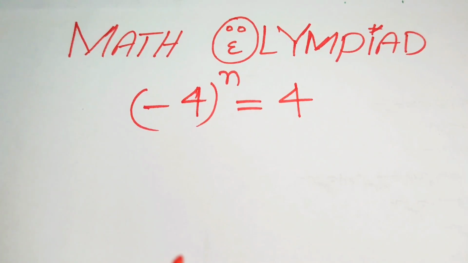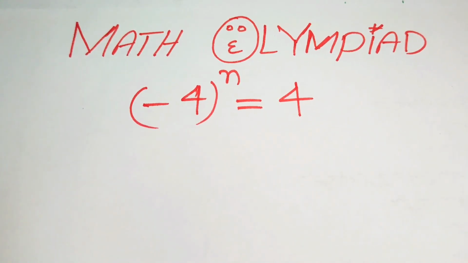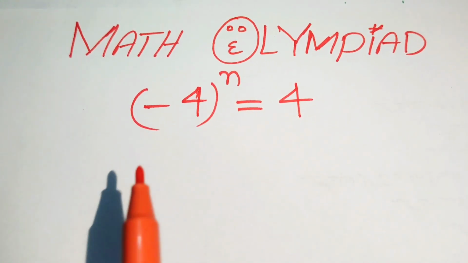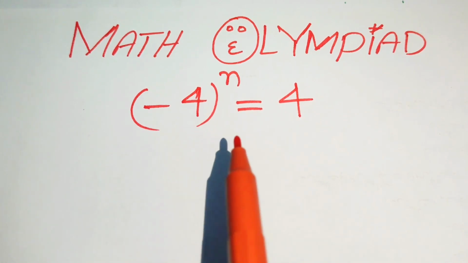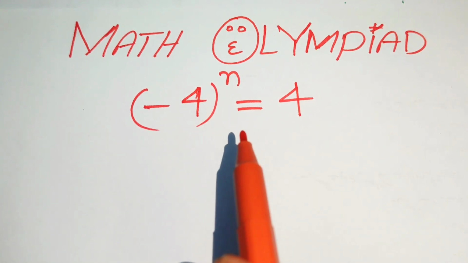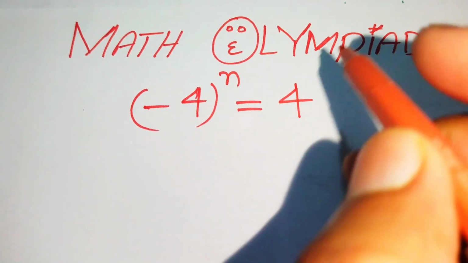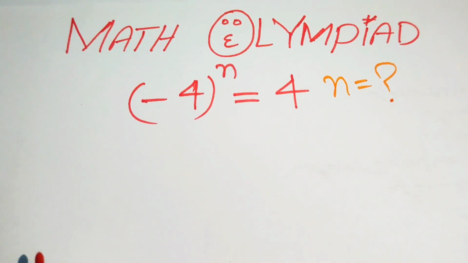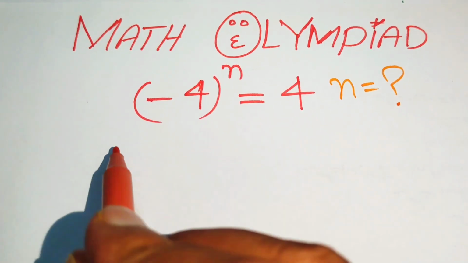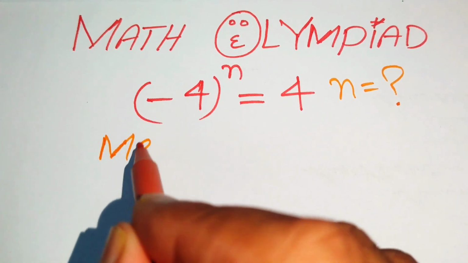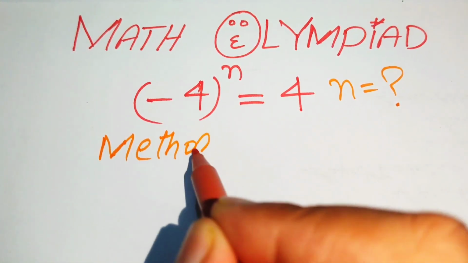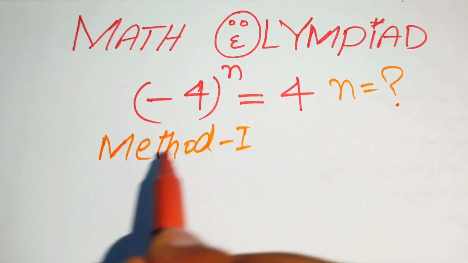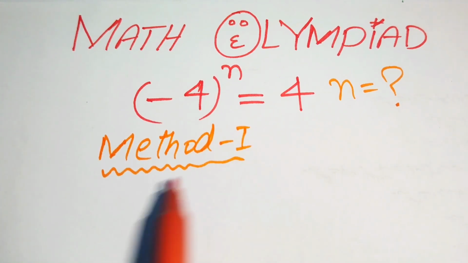Hello everyone, welcome to solve this math Olympiad algebra problem. Here we have (-4)^n = 4, and we solve this problem for the value of n. So here we just find the value of n, and in this question we solve it by two methods. First we discuss our first method.